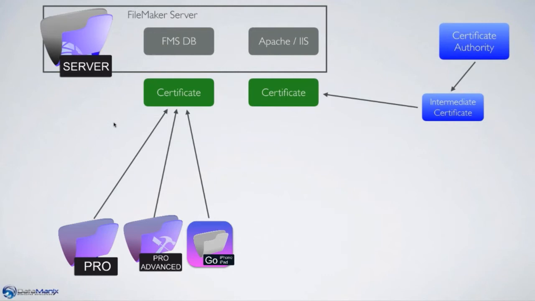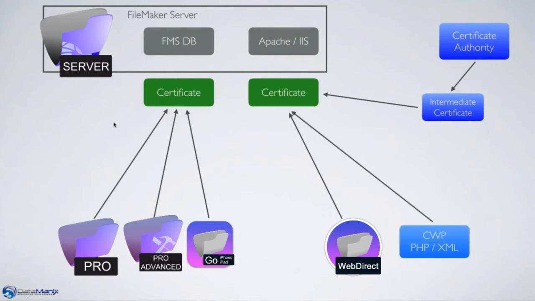So these native clients are connecting to the database engine, and then we have WebDirect, which is connecting to the web server, the Apache or IIS, and validating that connection via the certificate that is installed on the web server part, which, by the way, FileMaker Server Admin Console takes care of in this installation process.